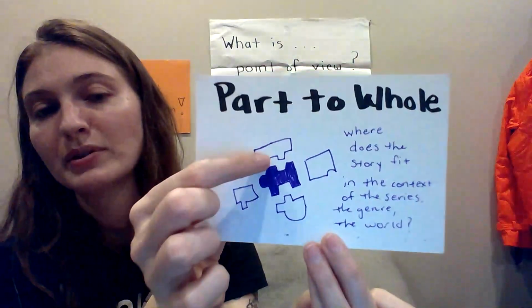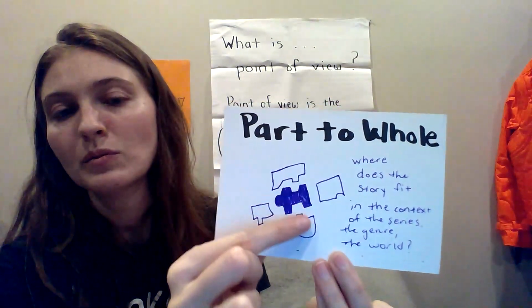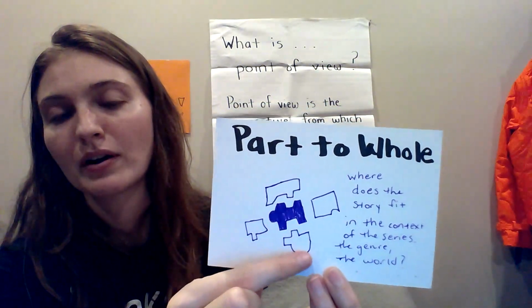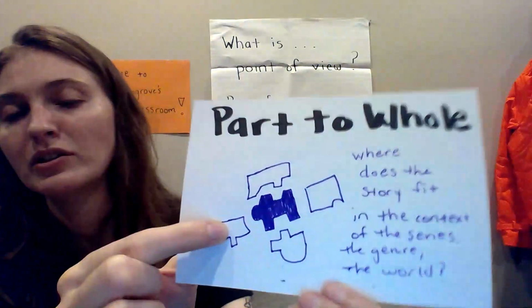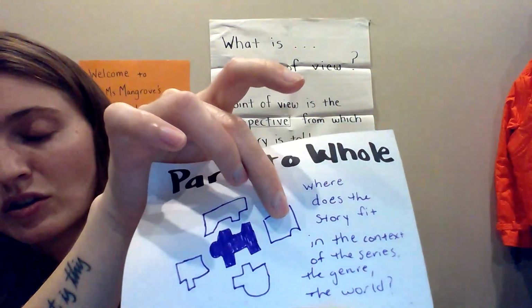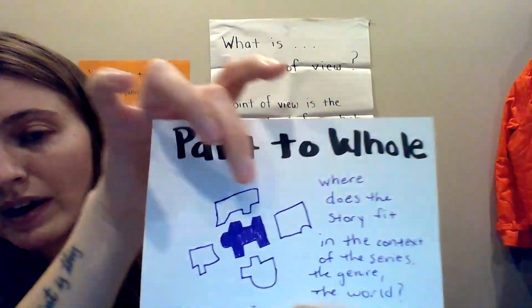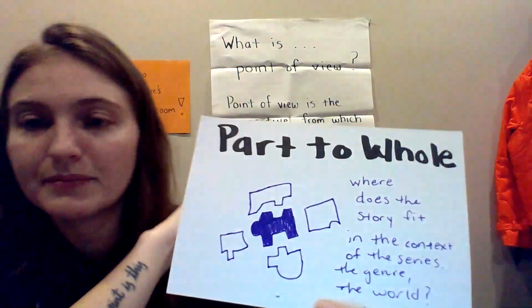It's visually represented by these puzzle pieces, because this would be the story and this would be how it fits in the larger part. So maybe this is the world, this is the literary genres, this is the critics, this is you and your friends reading the story. How does this puzzle piece fit with all the other pieces? Okay?